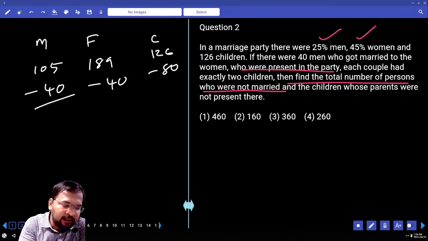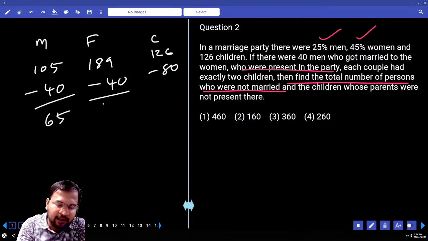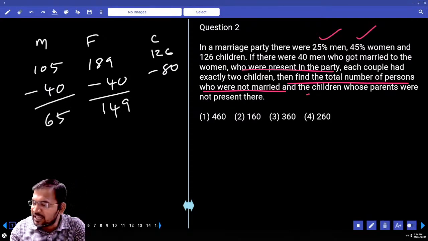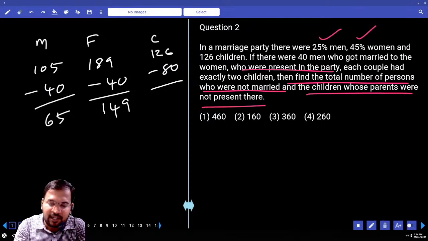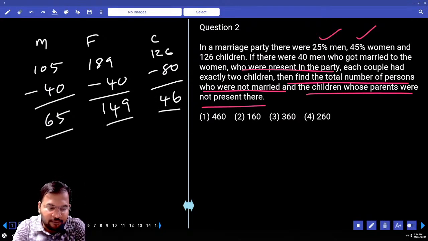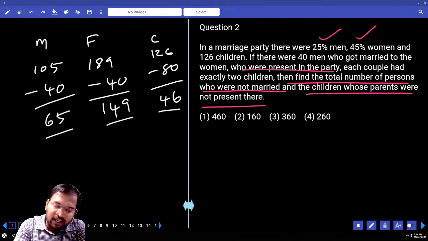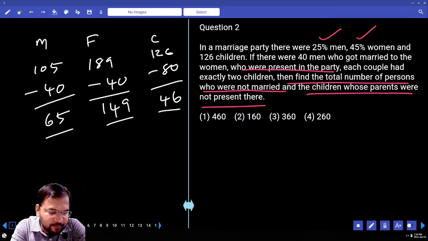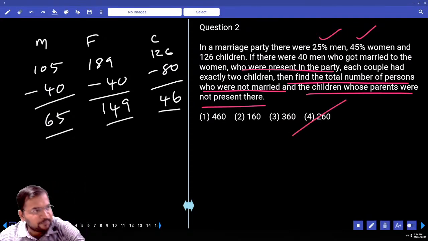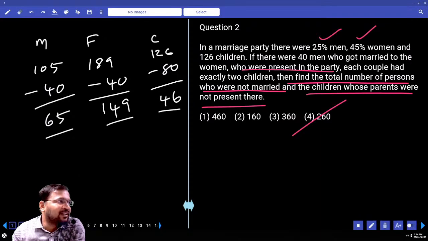Here how many males not married? 65. How many females not married? 149. And the children whose parents were not present there, how much? 46. They're asking the sum. This sum only: 5, 9, 14. 14 plus 6, 20. So 20, keep aside, 20 plus 60, 80 plus 140, 220. 220 plus 40, the answer is 2. First I calculated the unit digit, but all unit digits are the same. So that is the reason I go for addition. Shall I go for the next question?